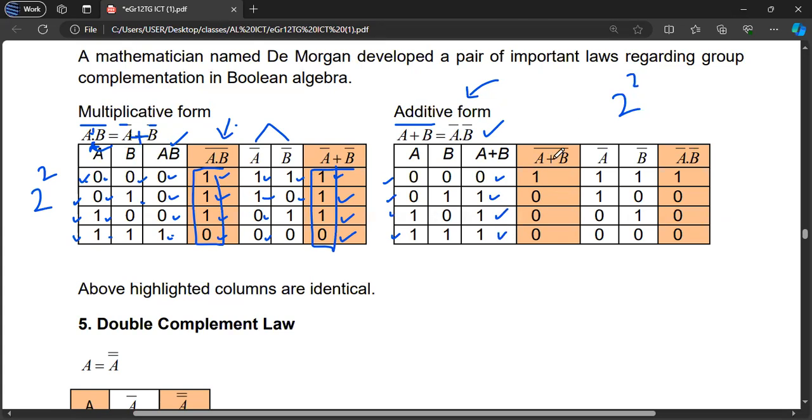Then A plus B whole thing bar means the opposite of A plus B, guys. So here 0 means here it's going to be 1. 1 here means it's going to be 0. 1 here means it's going to be 0. 1 means 0. A bar, what does A bar mean? Opposite of A.